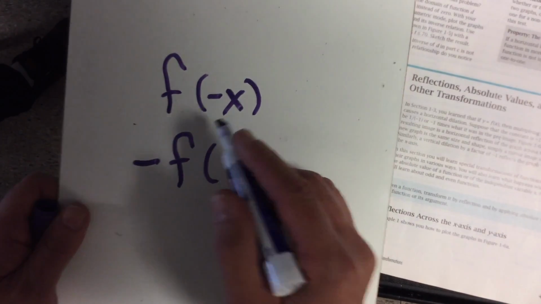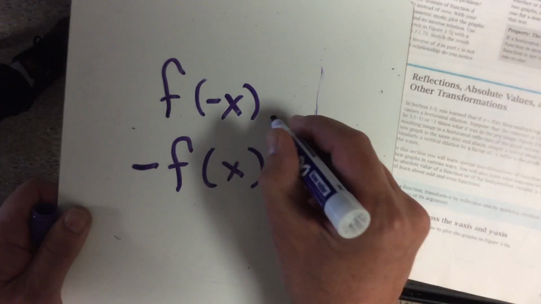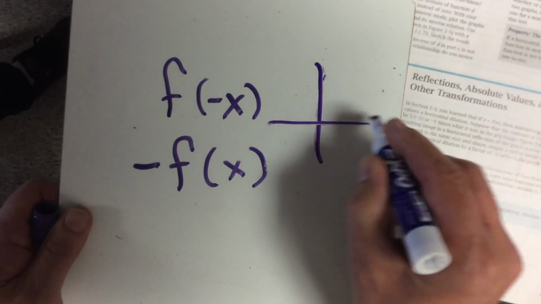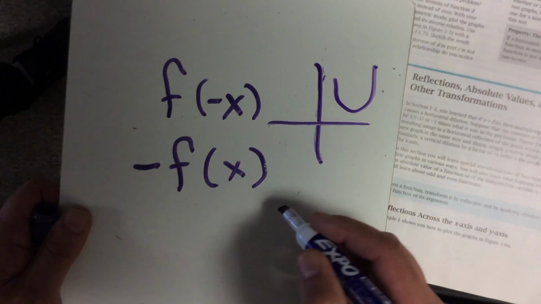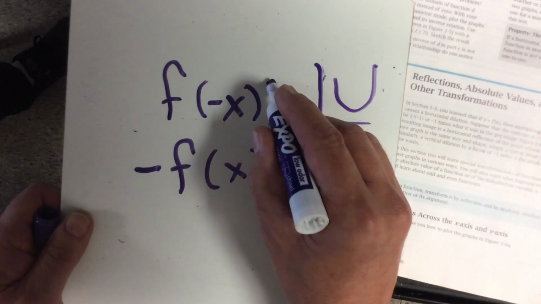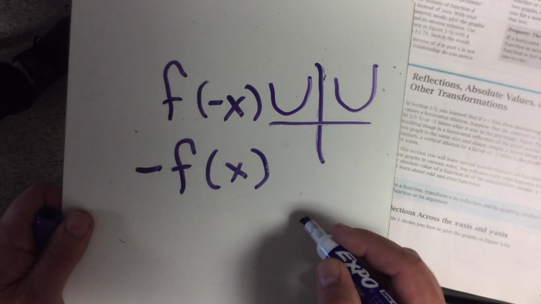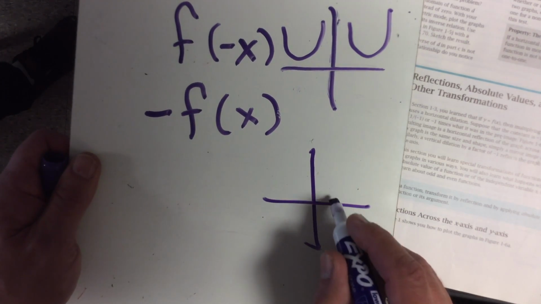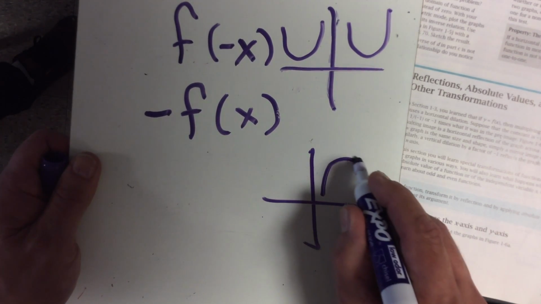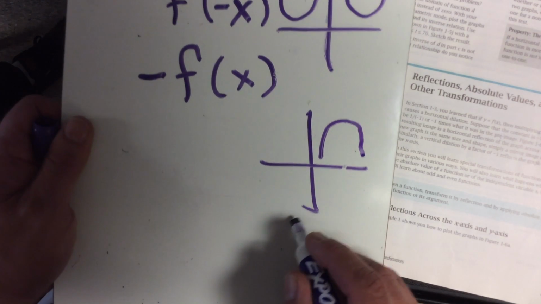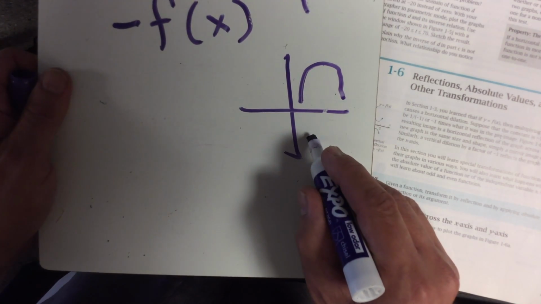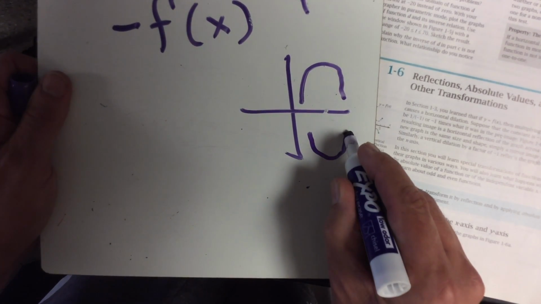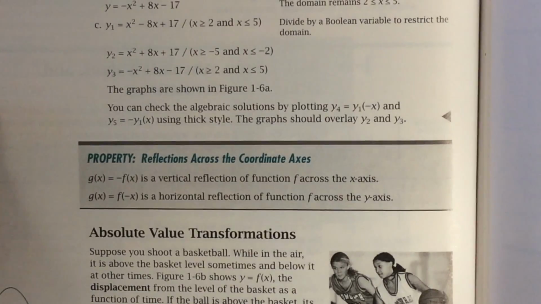Let's do it again here. If I'm using a parabola here, this would become this. Whereas this would become this. Here's where that is in the book.